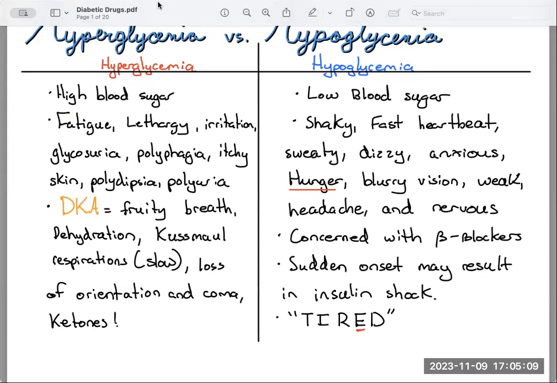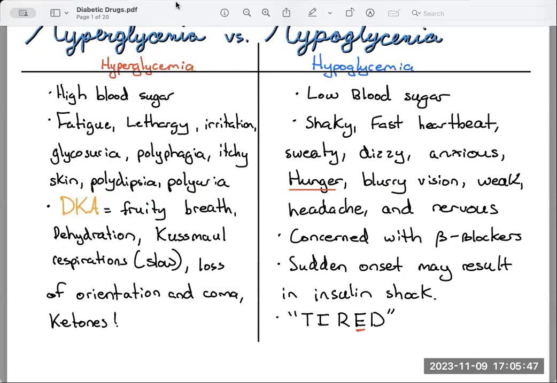So, in terms of hyperglycemia or high blood sugar, we get things like fatigue, they become lethargic or confused. We also get irritation, glycosuria, or sugar in the urine, polyphagia, polydipsia, which polyphagia means increased hunger and polydipsia means increased thirst. Now, those three P's, polyuria, polyphagia, and polydipsia, are characteristic for diabetes. It is something that you expect for them to have, especially when their sugar levels are really high.